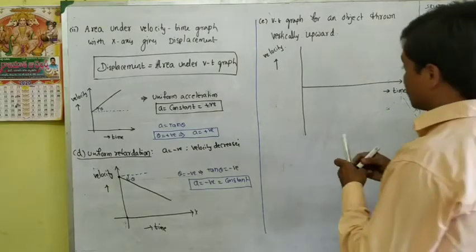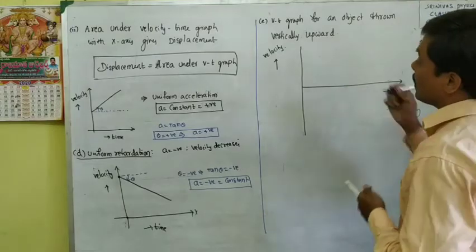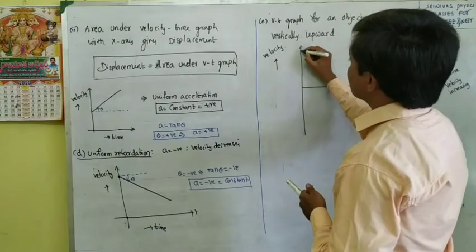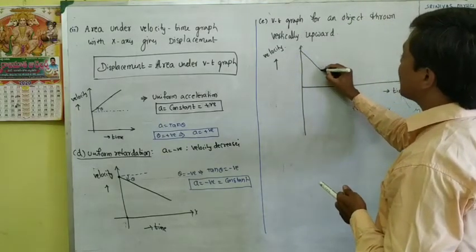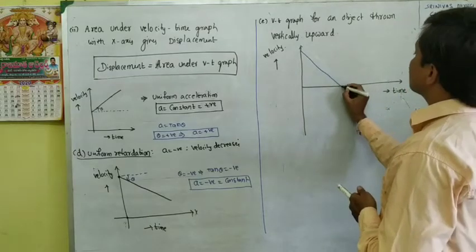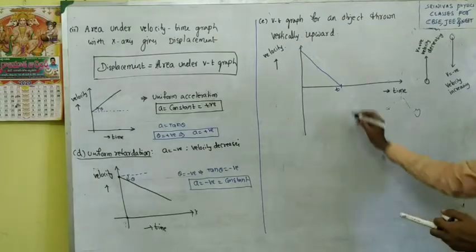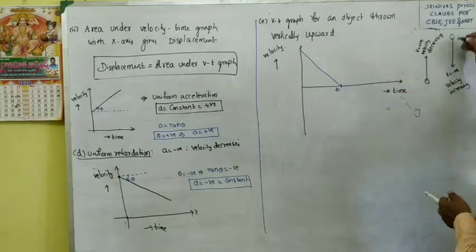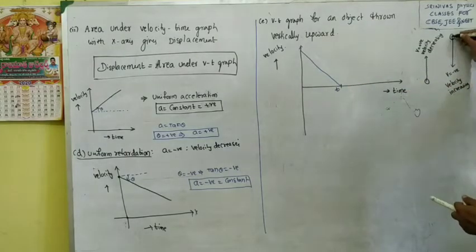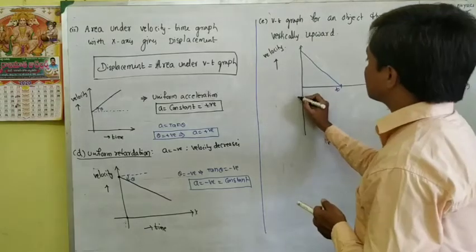What happens first? The velocity decreases first. Velocity decreases means the graph goes down like this. After a certain time the velocity becomes 0. And next it will come back. Coming back means it has a negative velocity, right?